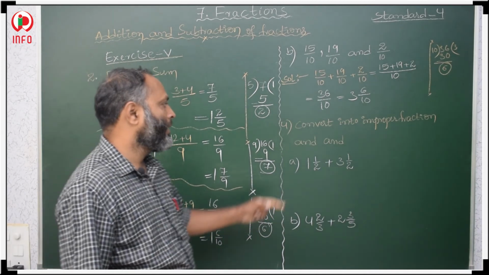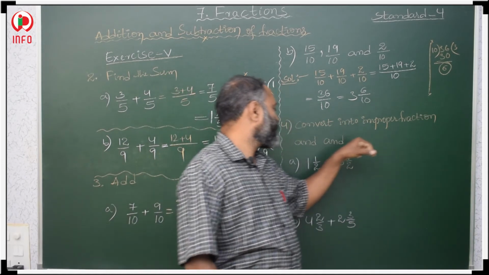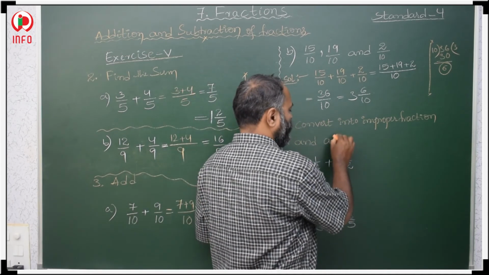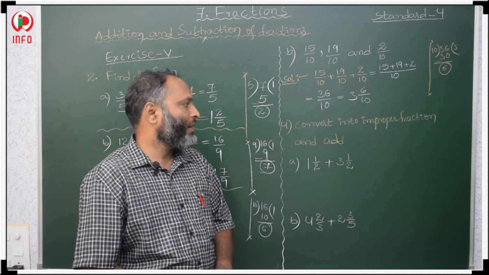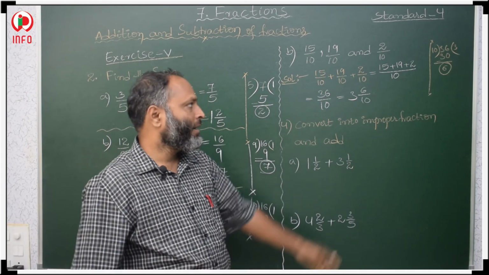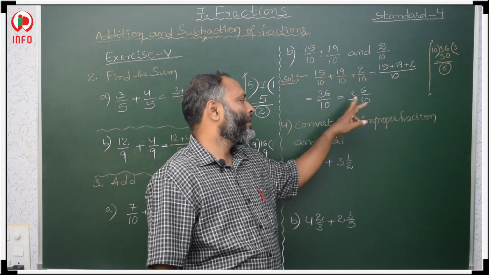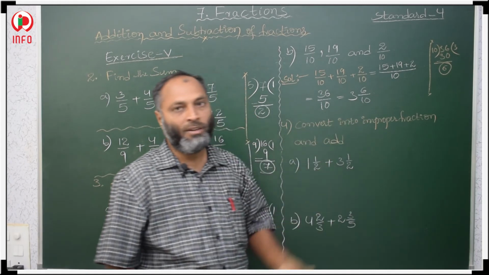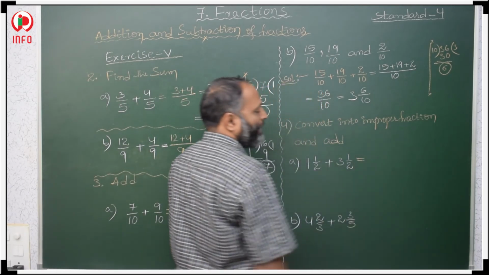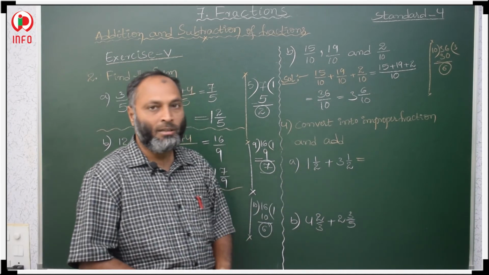Now here, what he is asking in the fourth question is to convert into improper fraction and add. Here we have to add. First we have to convert these mixed fractions into improper fractions. Here we converted improper fractions into mixed. Here mixed fractions are given, so we have to convert mixed fractions into improper. We already learned how to convert a mixed fraction into an improper fraction.